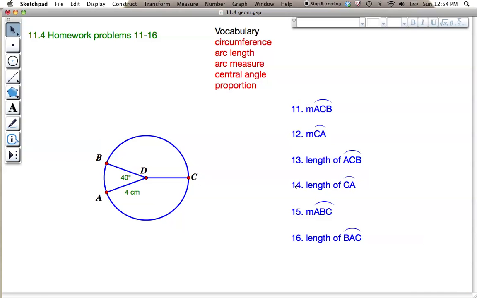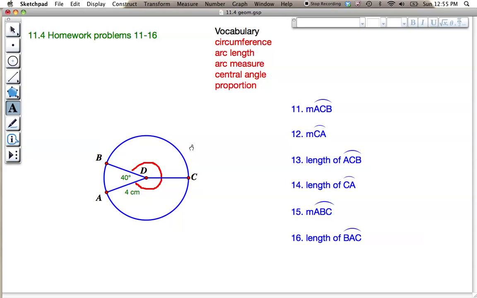Number 13, you're asked to find the arc length of arc ACB. Now to find the arc length, since I said arc length is proportional to its central angle, we're going to first need to find the circumference and the central angles. We already found the central angle. For ACB, its central angle is 320.